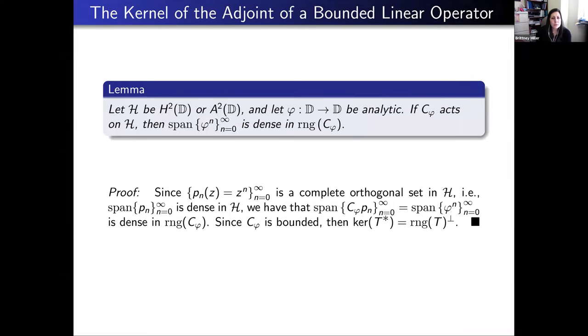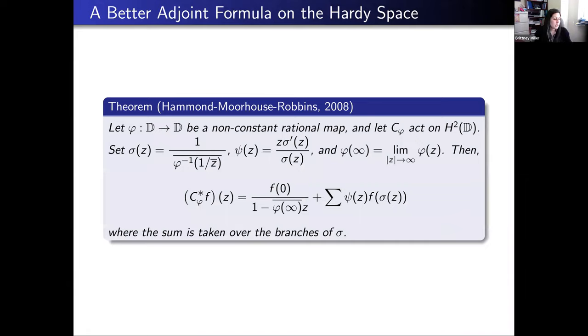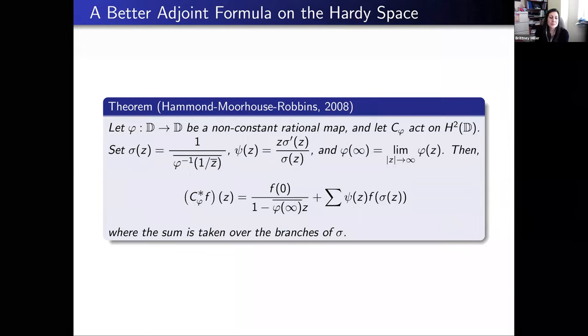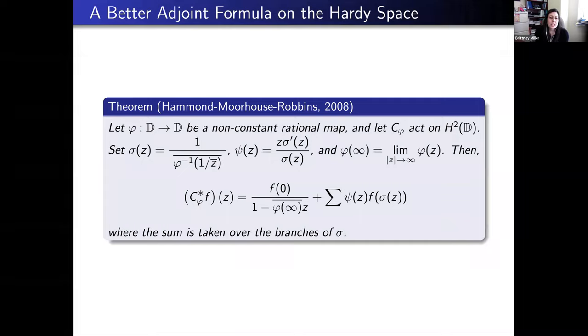And so a lot of the work that I had done in my PhD years was to classify different kernels, or the kernels of different composition operator adjoints. So again, we're working here towards what I call a better adjoint formula on the Hardy space that was not just our integral formula. And in 2008, Hammond, Morehouse, and Robbins had formalized this formula for C phi star on the Hardy space.